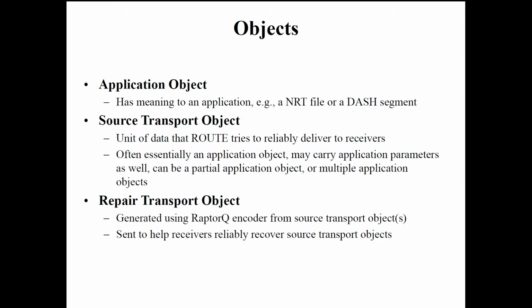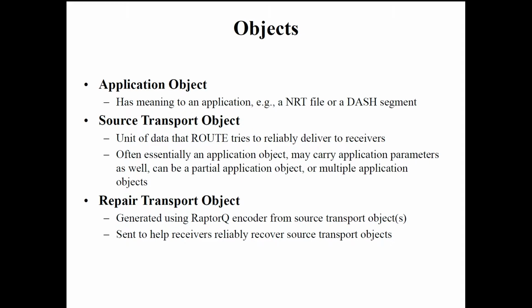The source transport object is really something that's internal to ROUTE: a unit of data that ROUTE tries to reliably deliver to the receivers. And often it's essentially an application object. It may carry other application parameters as well. It can be a partial application object. So for example, if you're taking a long HLS segment of 10 seconds and you want to deliver it in 2-second pieces, you can break it up into smaller transport objects and deliver those in 2-second pieces. Or it can be multiple application objects condensed together if you want to deliver a package of application files as one unit.